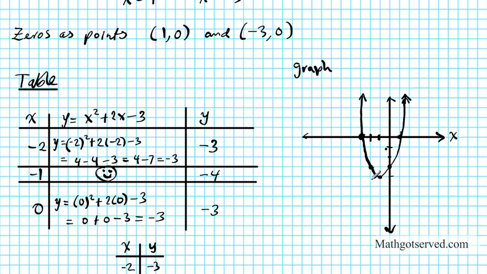Try to make it as accurate as possible. So now we're going to have to label. Okay? So first thing I like to label is the vertex. This is the vertex. And its coordinates are negative 1, negative 4. I want you to see the connection between the work, the table, and the graph. So that's why you label everything. And then this piece right here is your axis of symmetry, which is x equals negative 1.